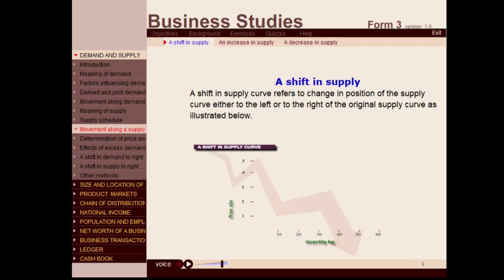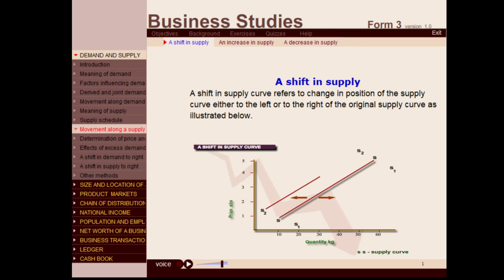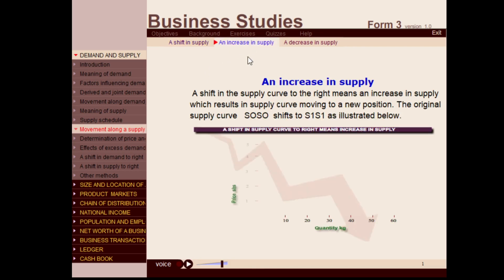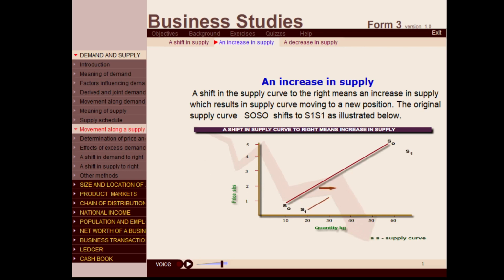A shift in supply curve refers to change in position of the supply curve either to the left or to the right of the original supply curve as illustrated below. A shift in the supply curve to the right means an increase in supply, which results in the supply curve moving to a new position. The original supply curve S0 shifts to S1 as illustrated below.